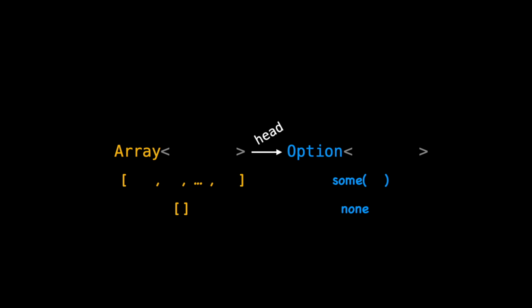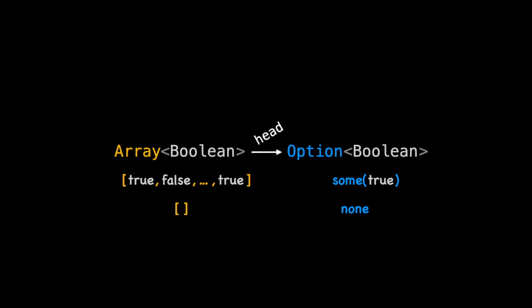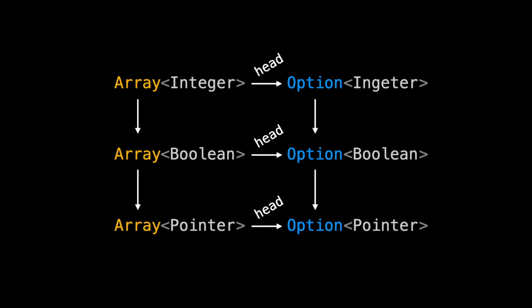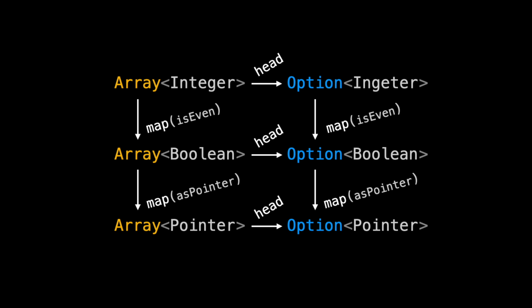Now let's swap the inner type with boolean. How about switching it with a type called pointer? What is pointer? It doesn't really matter. In case of an imaginary custom type like pointer, we are still returning the first element, which is p1. As a matter of fact, since array and option are both functors, we can map over them to switch between the types inside. As you can see, this leads to a diagram of function connections.